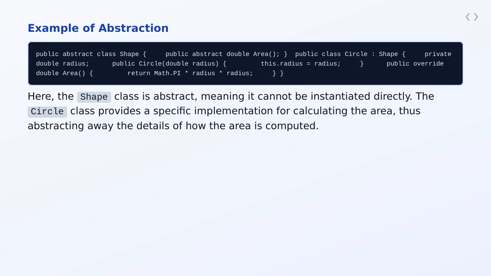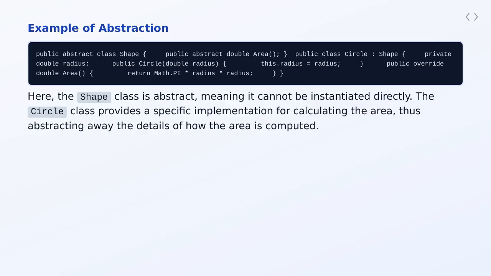Now we're on the example of abstraction. This slide introduces a class definition. Study the structure in the code sample. Here, the shape class is abstract, meaning it can't be instantiated directly. The circle class provides a specific implementation for calculating the area, thus abstracting away the details of how the area is computed.